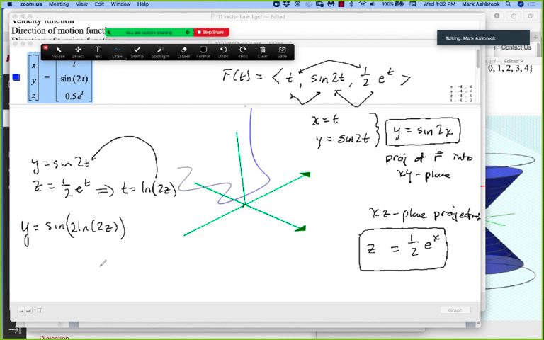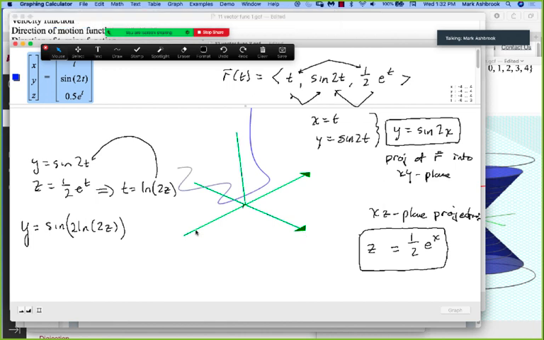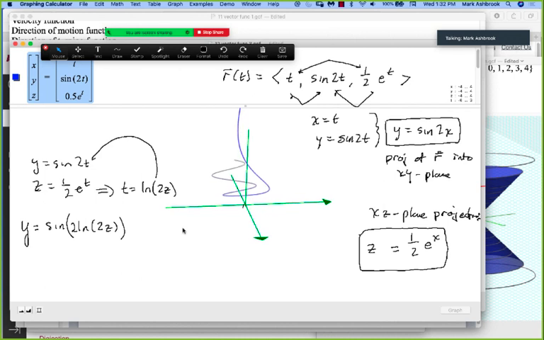Who knows, right? This is a crazy, complicated thing: sine of 2 natural log of 2z. But we have the means to now know what that curve looks like. And how would I do that? I'm going to get rid of the x component now. So I'm going to look down the x-axis. I'm going to put y to the right and z up. And see what we get.